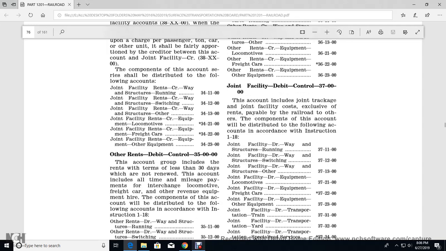The joint facility debit, control 37000. The account includes the joint track and joint facility cost, for the rents payable to the railroad, otherwise a component of the account, distributed to the following accounts in accordance with instruction 118.